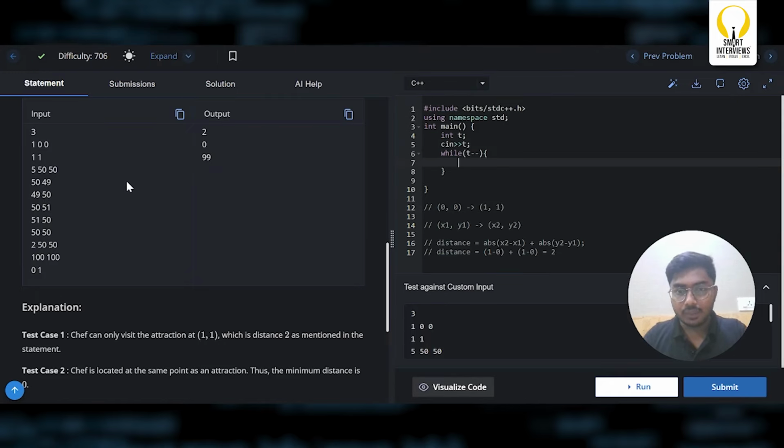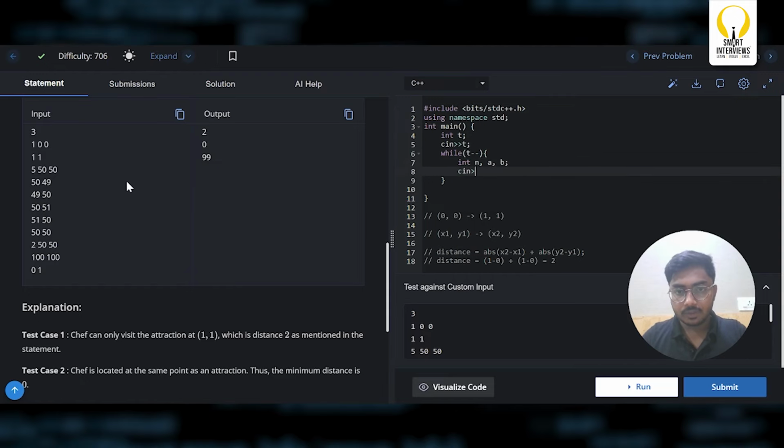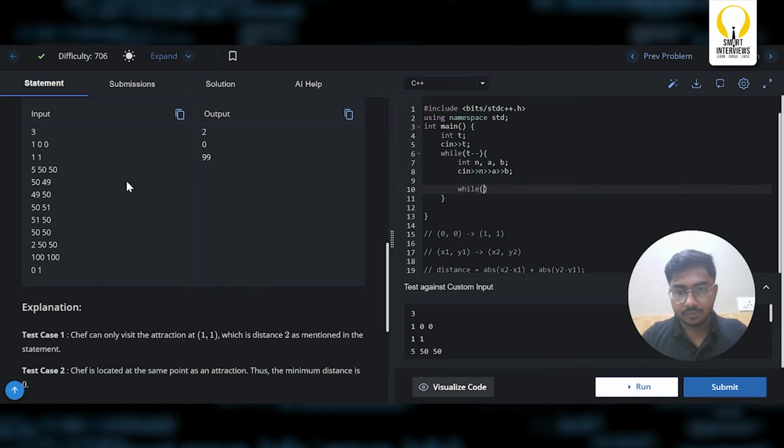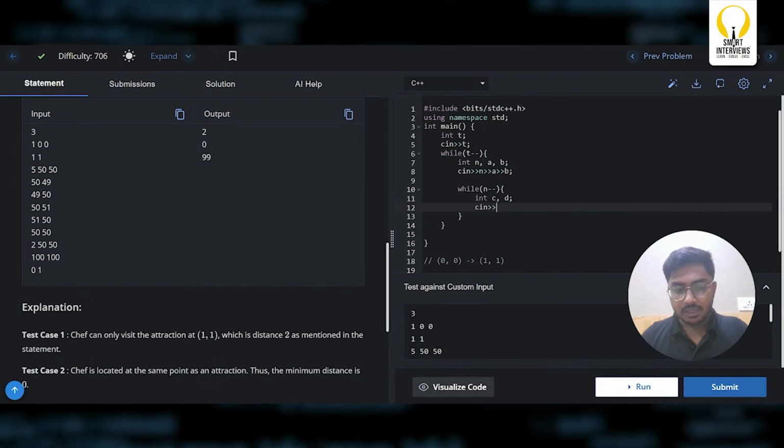So let's quickly do that. First I will read N, A, B. Then for all the attractions, I need to read the locations, each and every one of them. You can use other variable names as well, but here I am just taking C and D.